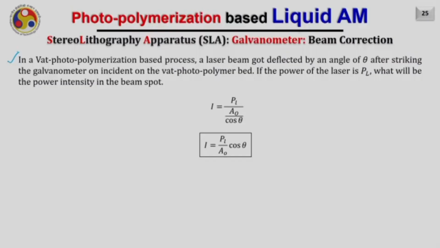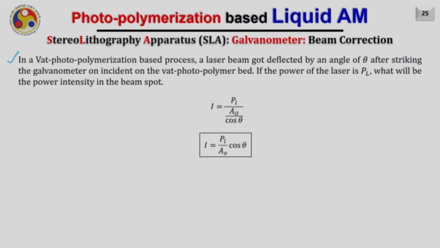So in other words, the power of the laser is now becoming a function of theta, and it is very difficult to control. So we need to find a method where I can strike my laser beam always perpendicular to the flat surface of the wet photopolymer. Let me just show you, before giving the solution, an example here.